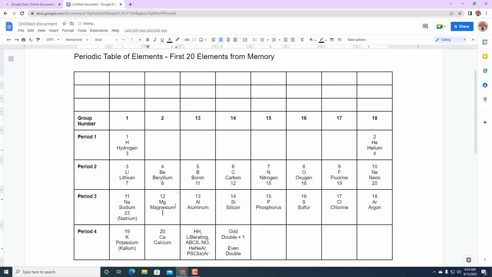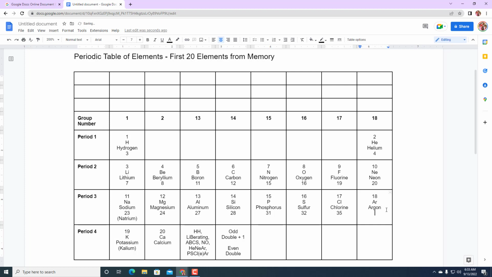Magnesium, we're going to have double, 24. Aluminum, double plus 1, 27. Silicon, double, 28. Phosphorus, 15. It's going to be double plus 1, 31. Sulfur, it's going to be double, 32. Chlorine, double plus 1 is going to be 34 plus 1, 35.